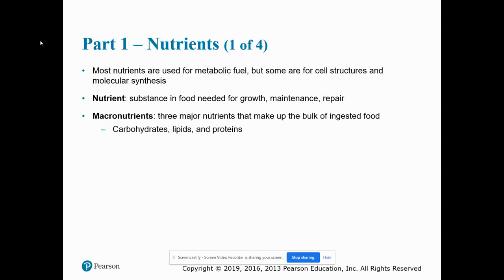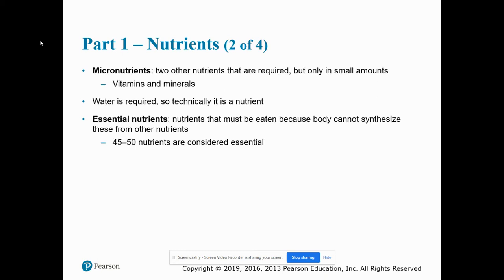So a nutrient is a substance in food needed for growth, maintenance, and repair. Most nutrients are going to be used for metabolic fuel, but some are used for cell structures and molecular synthesis. Then we have the term macronutrients. And these are three major nutrients that make up the bulk of ingested food, and they're carbohydrates, lipids, and proteins. We also have micronutrients, and these are two other nutrients that are required, but only in small amounts. And these are our vitamins and minerals. And water is required, so technically it is a nutrient.